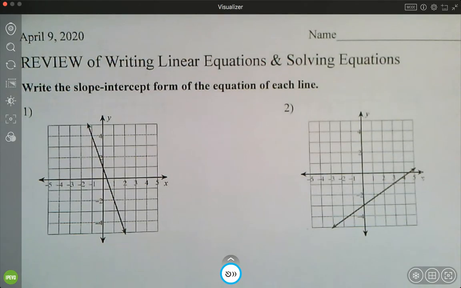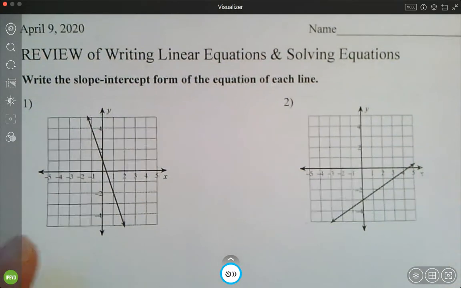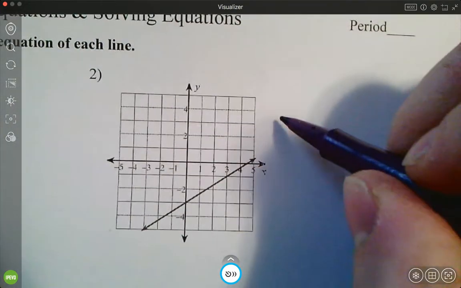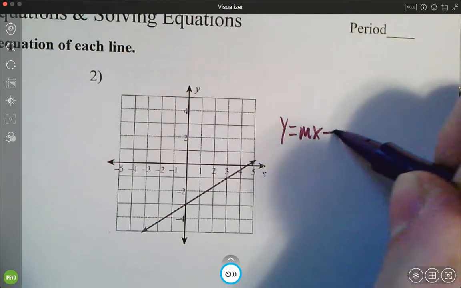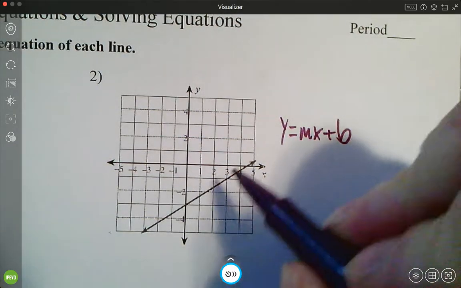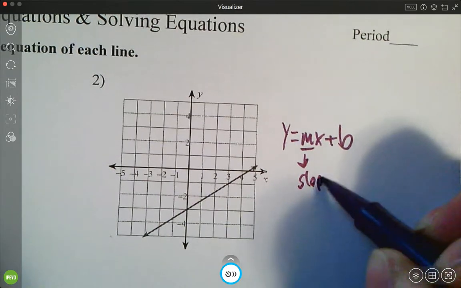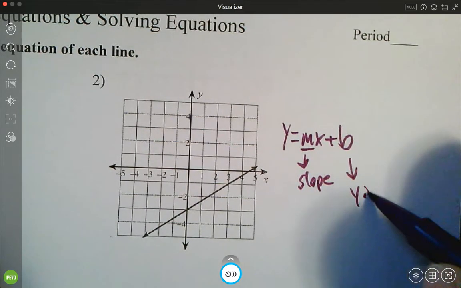So I want to do some of the even questions for you because on the forms you're going to put all the odd questions in. So let's kind of review how to write a linear equation. Okay, so remember the format is y equals mx plus b, right? And your m stands for your slope, and your b is your y-intercept.